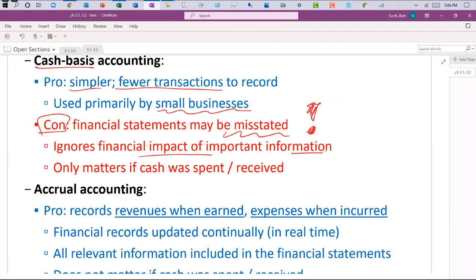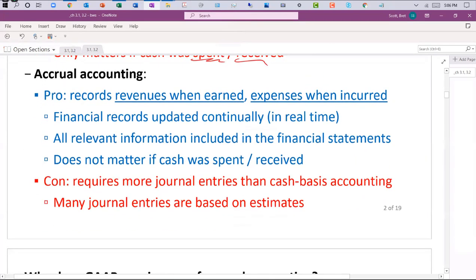Probably. So that's one of the things that's a downside about cash basis accounting, is that it potentially misleads investors because it does not provide complete information. The only time we record a transaction is when cash is actually spent or received. So it leaves a lot of stuff out. Accrual accounting records everything, but primarily it records not just cash transactions, but any transactions where there's revenue that's earned or expenses incurred, regardless of whether or not cash is being spent.